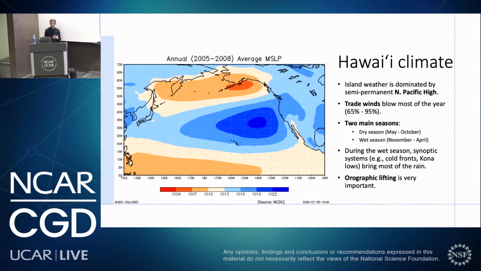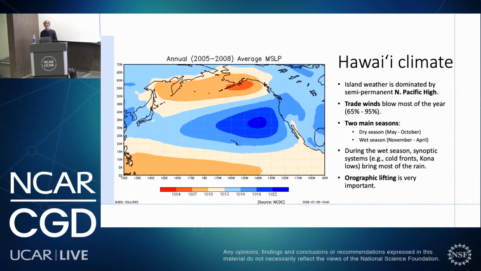In terms of the climate, because we are so far southern from the mid-latitudes, it's a bit different from continental United States climate. And the climate is mostly dominated by the North Pacific High. This is a map of sea level pressure average from 2005 to 2008. So the North Pacific High is situated over here. It migrates throughout the year, but roughly, this is the position. And because of its position, it sends northeasterly trade winds almost constantly to Hawaii. They blow roughly between 65% to 95% of the year.